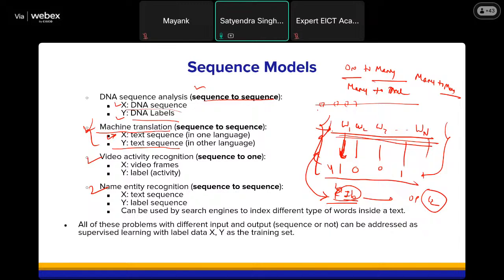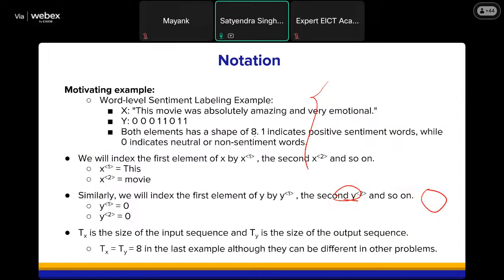So, to understand in detail, let's take one example of many to many. For example, let's say we want to have a word level sentiment labeling task, and that is also a many to many with both sizes the same. Given X, this movie was absolutely amazing and very emotional, we want to find out, so word level sentiment labeling, whether that word represents a sentiment or not.